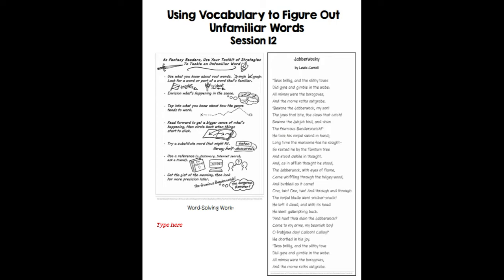Envisioning what's happening in the scene is a super helpful strategy to help you stay in the moment and help you picture the word, even though you don't know what the word might mean. And tap into what you know about how the genre tends to work. Think about where you are in the story mountain. If you're meeting a character, maybe the word has something to do with a character. If you're learning about the setting, maybe this word has something to do with the setting, right?